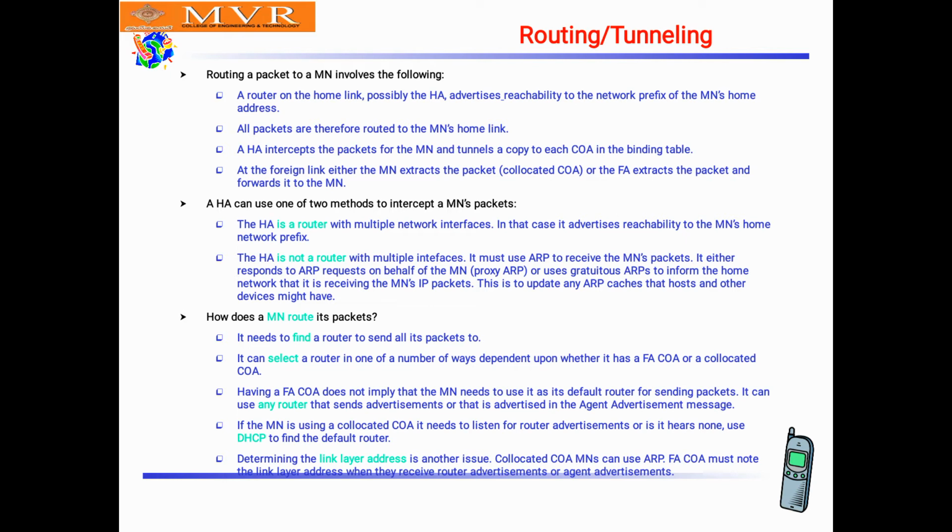Okay, how does a mobile node route its packets? It needs to find a router, and it can select and use any router. It has DHCP, and it uses the link layer address to determine other issues.